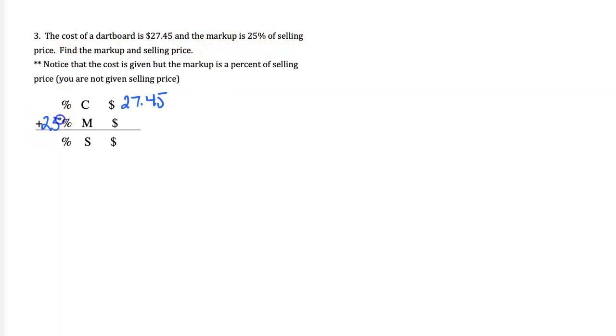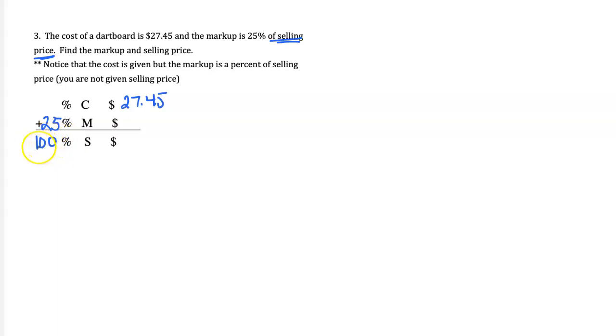Let's put the 25% in the markup row. And keep in mind, because we're talking about of selling price, that means the markup is a percentage of selling price. That's where our 100% goes with the selling price. Okay. Now what I'm noticing is something a little different in this question that we haven't done before, where we're given a cost, but our percentage is on selling price.